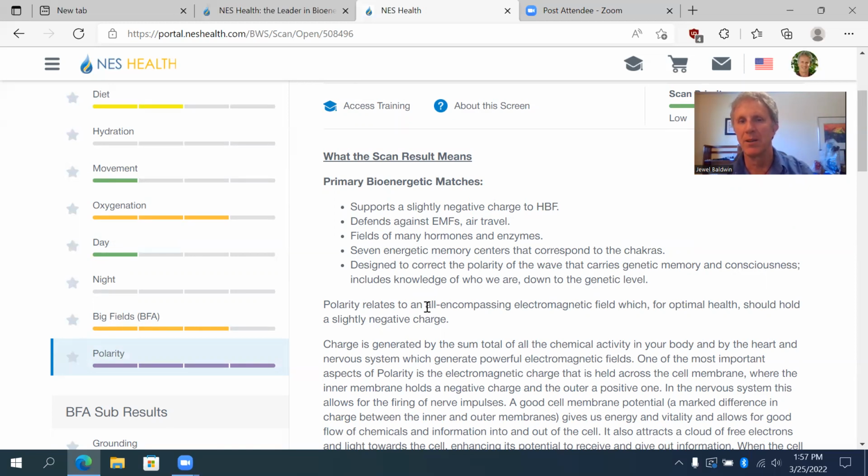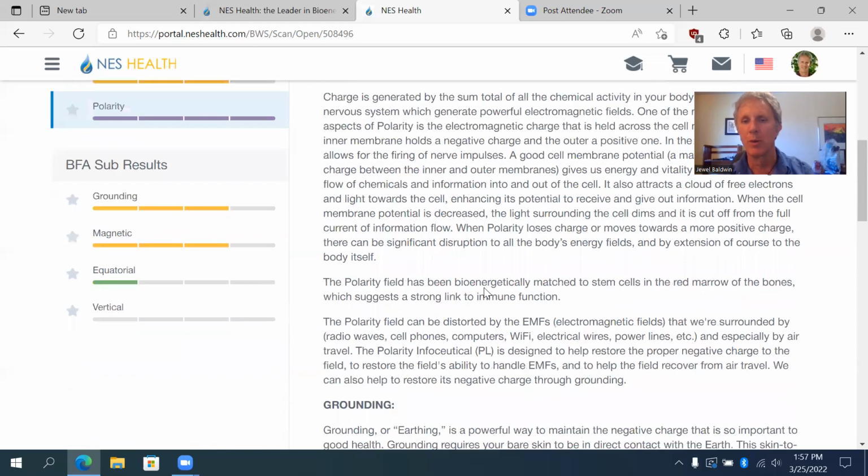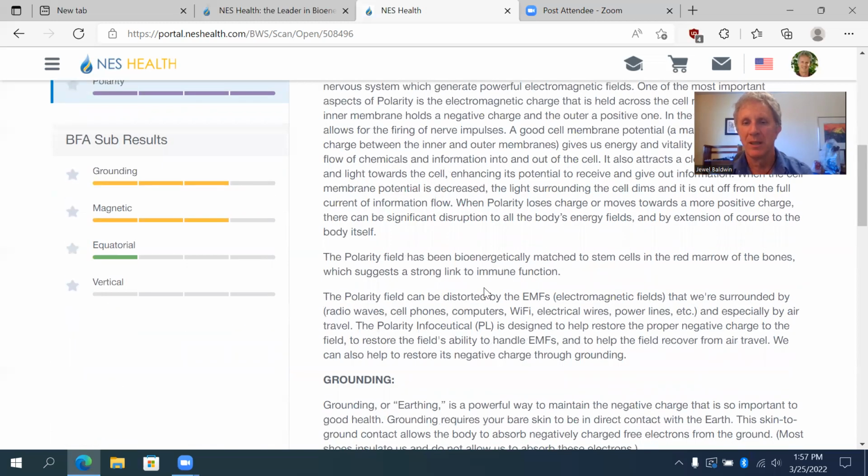So I'm taking, there's a remedy for polarity. They're called infoceuticals, and I'm taking that remedy. I just started it a few days ago after the scan, and it's going to make a difference. And this is a way you can read more about it, but it does relate to EMFs, electromagnetic fields that are not harmonious. It also relates to stress and a lack of being grounded.